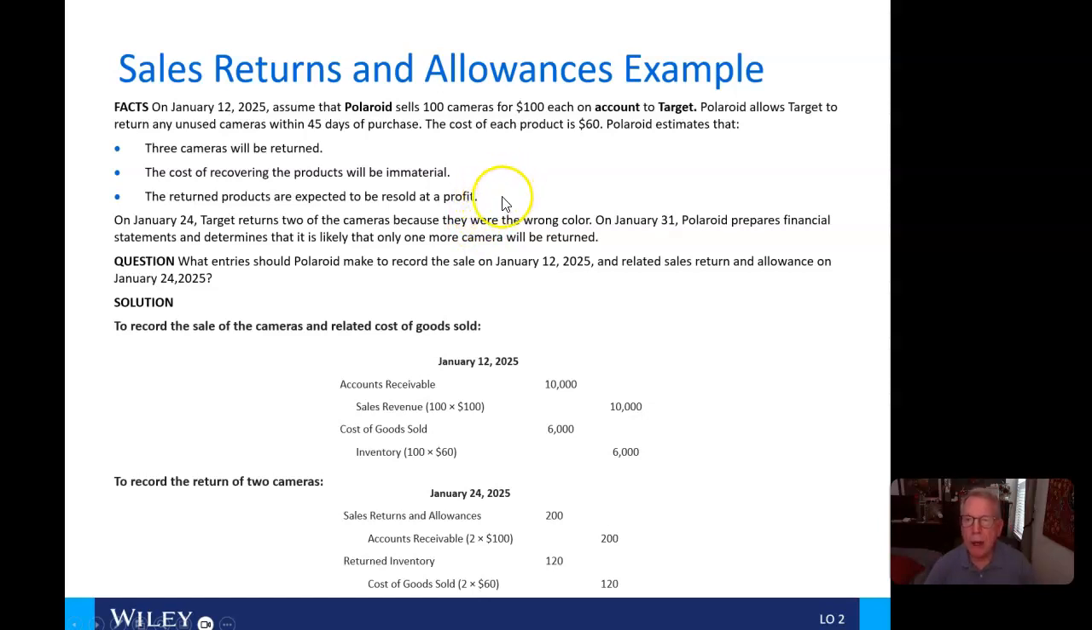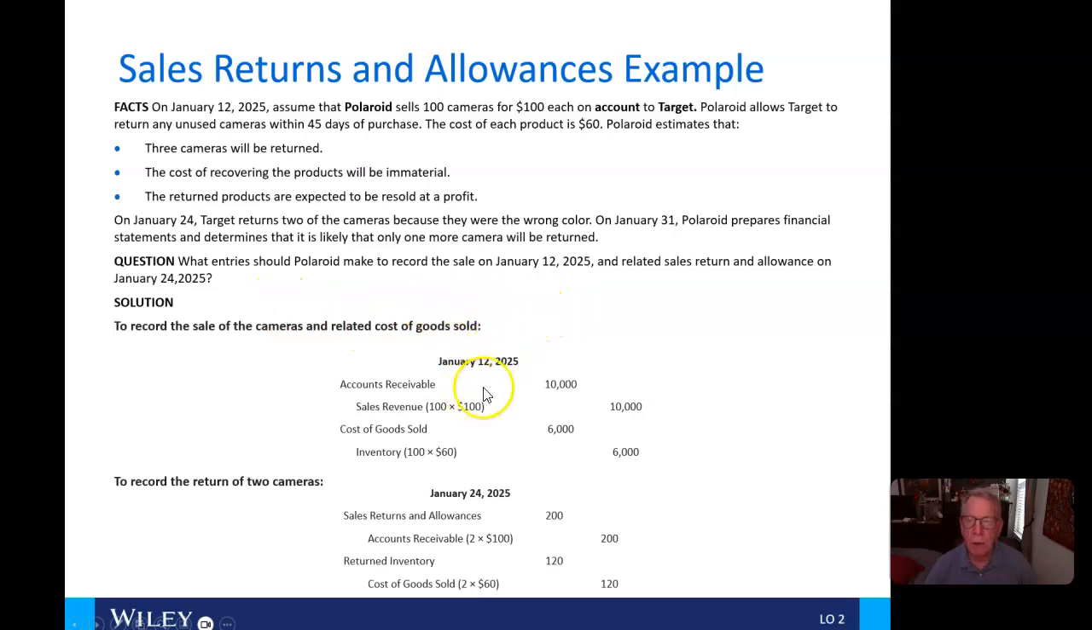So the returned products are still good cameras, and they're expected to be resold at a profit. So on January 24th, 12 days later, Target returns 2 of the cameras because they were the wrong color. On January 31, Polaroid prepares the financial statements and determines that it is likely that only 1 more camera will be returned. So, what entries does Polaroid make to record the sale on January 12th and the related sales returns and allowances?